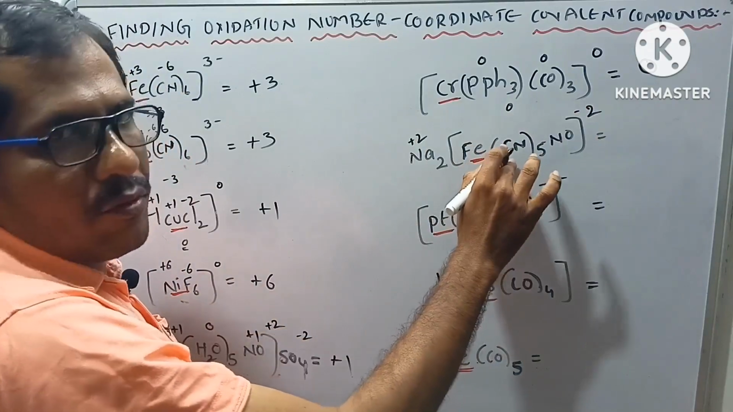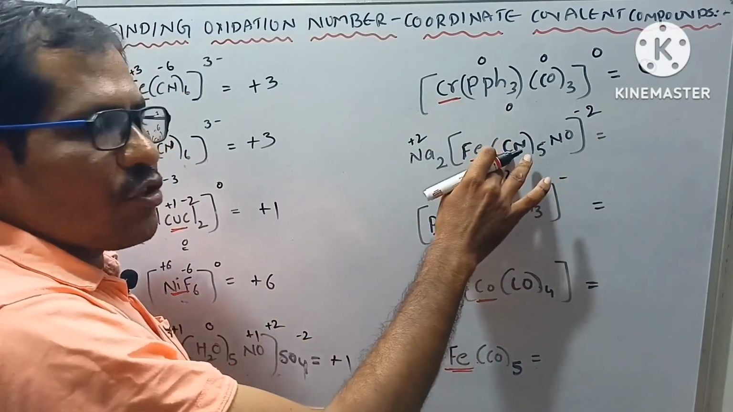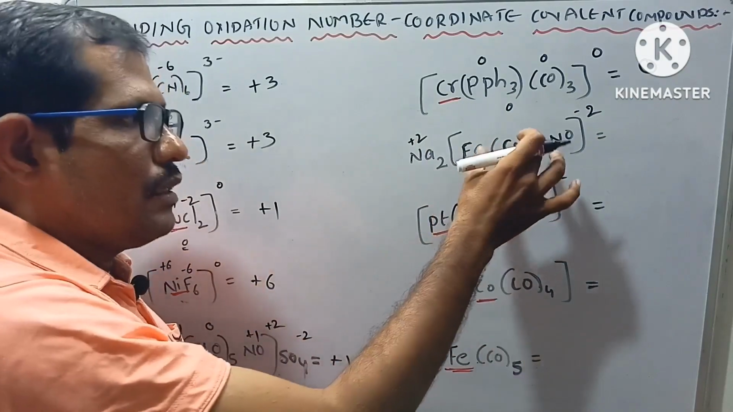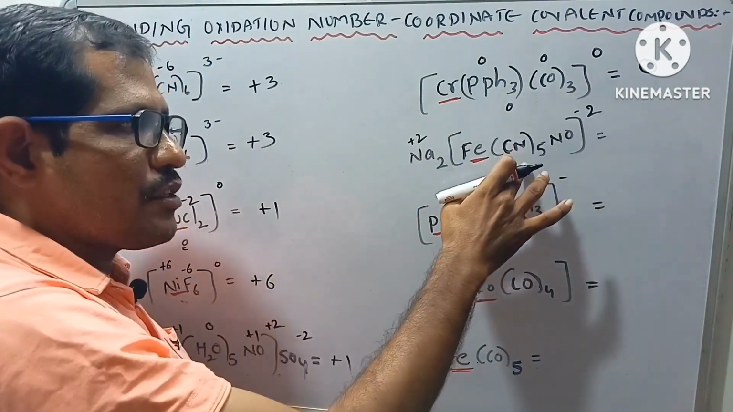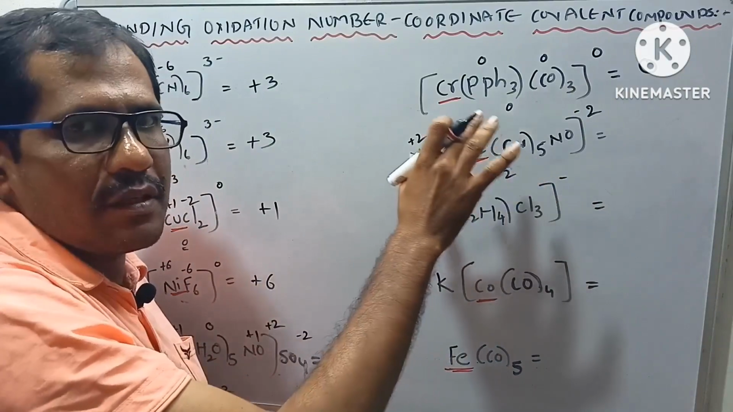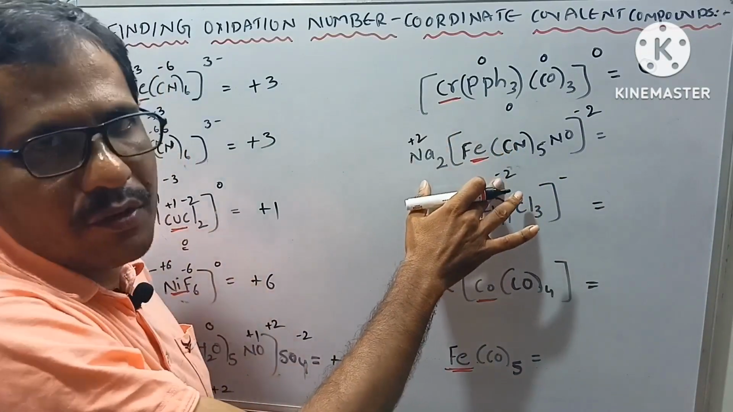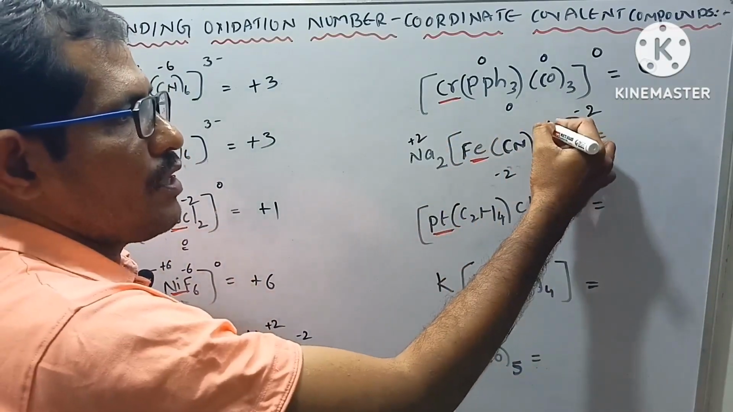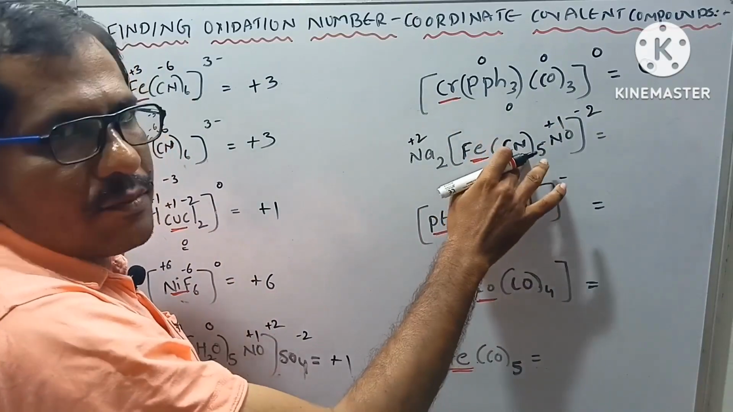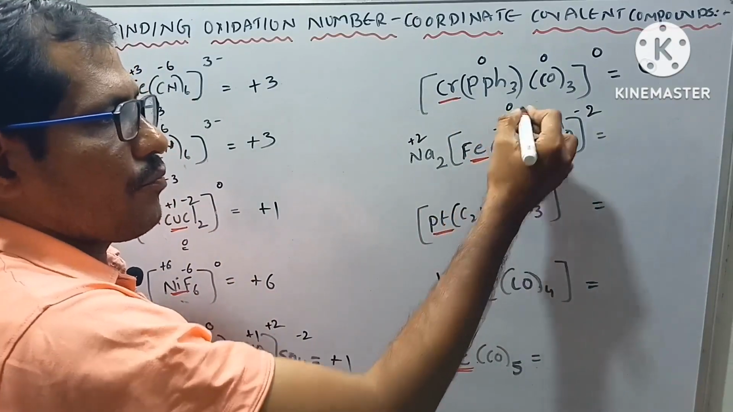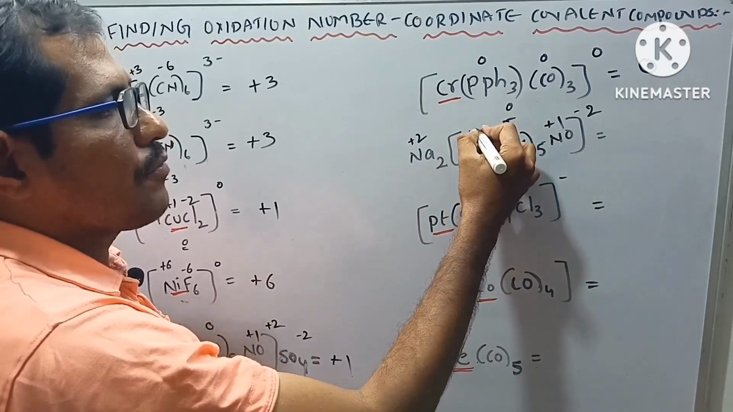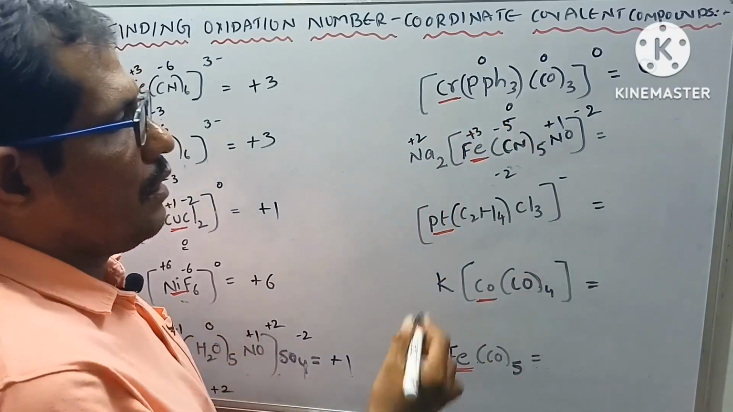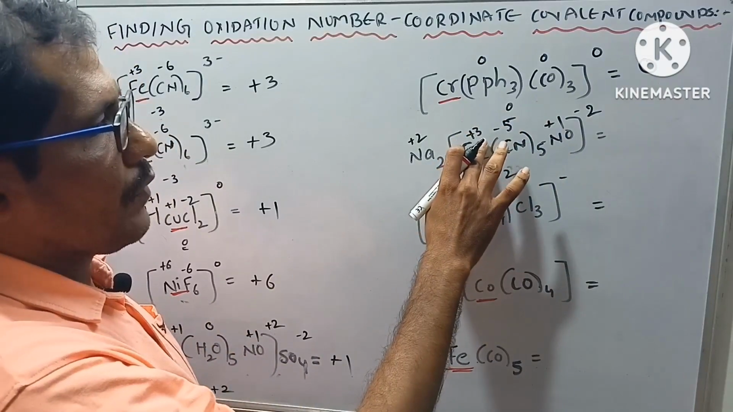So inside, the charge should be equal to minus 2. Why? Because the charge upon the coordination sphere and the charge inside the coordination sphere are equal. That's why inside also we need to get minus 2. As we know, NO is plus 1. Each CN is minus 1, so 5 CNs is minus 5. So for iron, how much will we get over here? If we give iron plus 3, right?